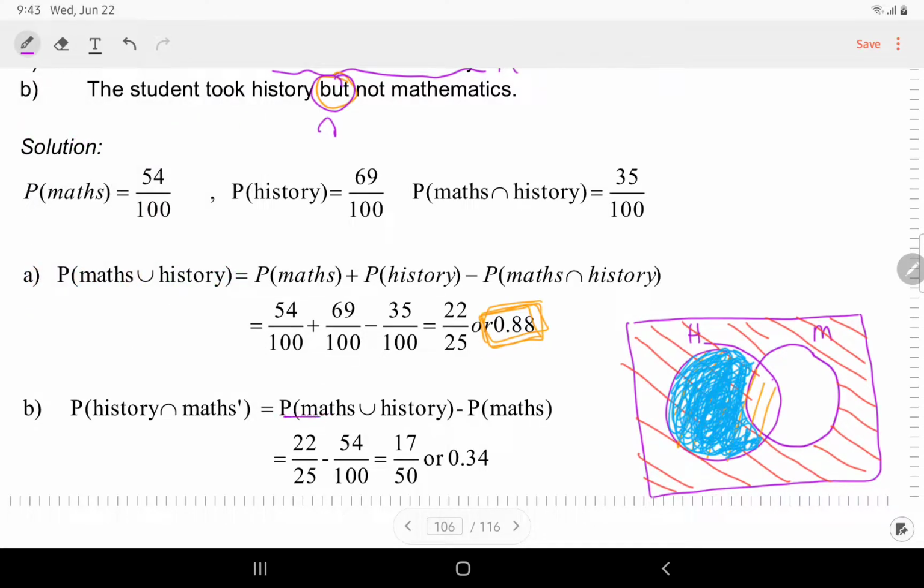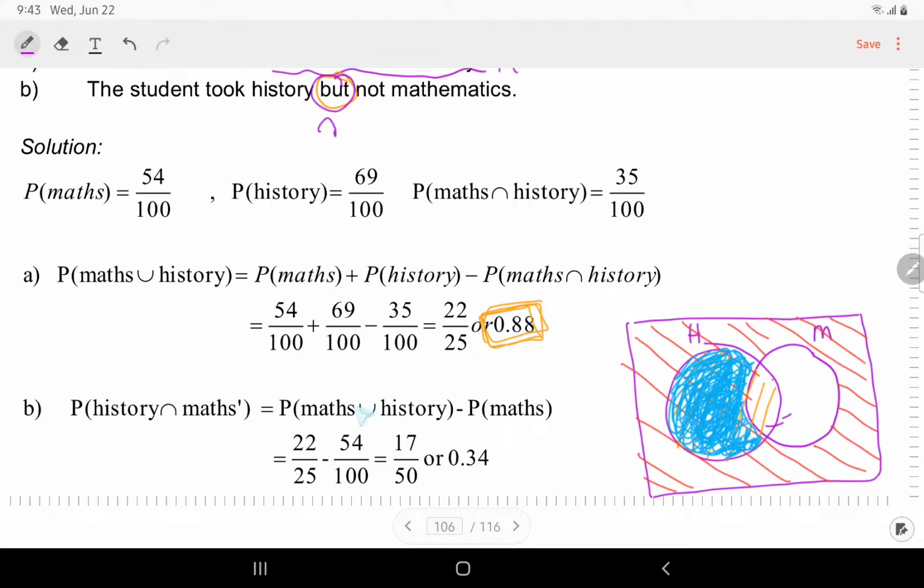Okay, so the solution is probability maths union history. Maths union history tu maksudnya semua dekat sini. Okay, maths dan history, dua-dua bulatan ni. Minus probability maths, tolak yang bahagian maths. So kita akan dapatlah bahagian biru. Okay, saya ulang. Ni semua probability maths union history. Maths union history means that all the region right here and right here. Okay, ni semua minus yang maths, minus maths. So kita akan dapatlah yang color biru.